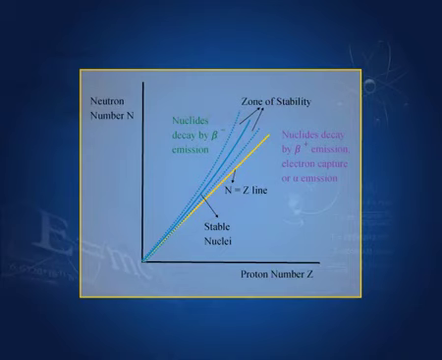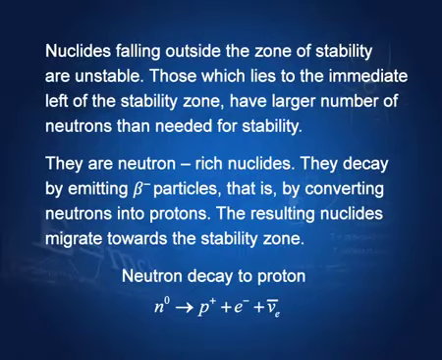So, the proton must decay to become neutrons, so that the nucleus migrates towards the line of stability or zone of stability. On this side there are more neutrons than necessary. Neutrons therefore must decay to become protons, so that again the nucleus or the nuclide migrates towards the zone of stability. So, these are the main conclusions of this curve.